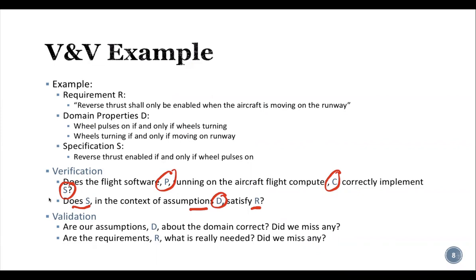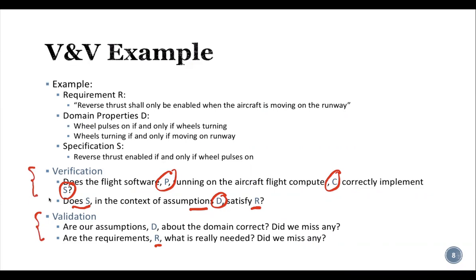On the other hand, for validation, you could ask: are our assumptions in the domain properties about the domain correct? Did we miss anything? Are the requirements what is actually really needed? Did we miss anything? These are validation questions, while the previous ones are verification questions.